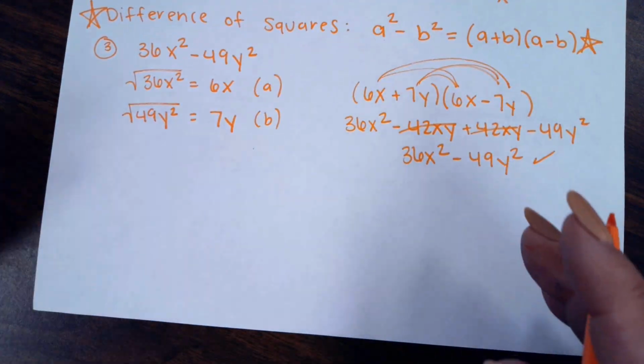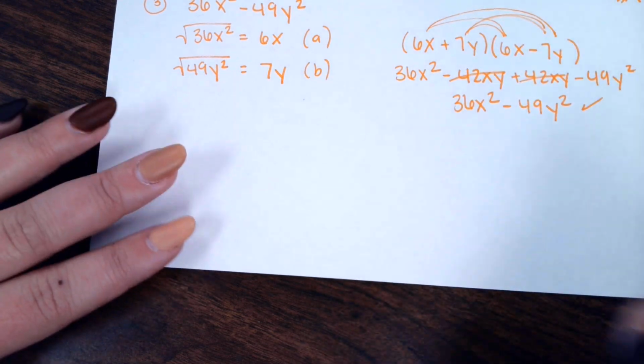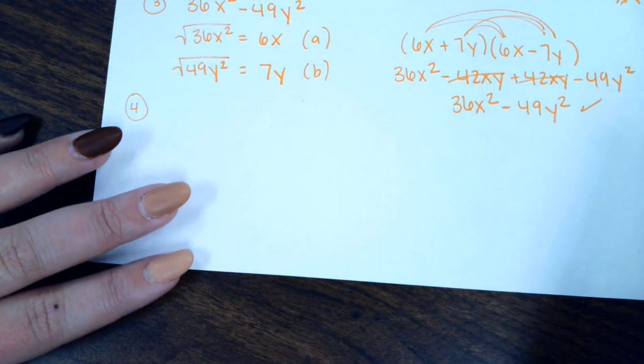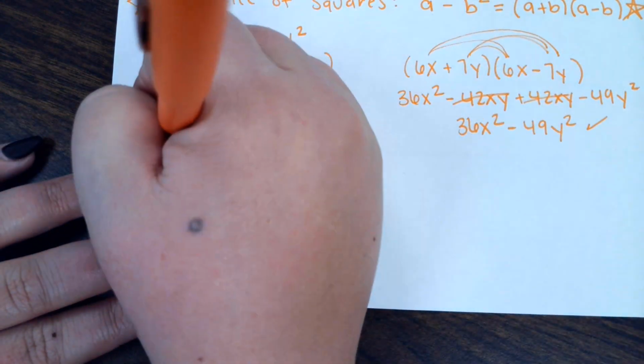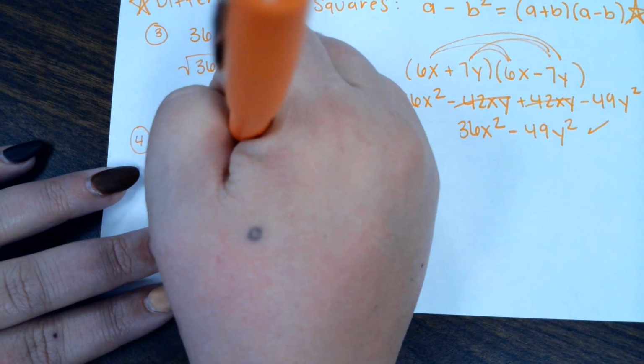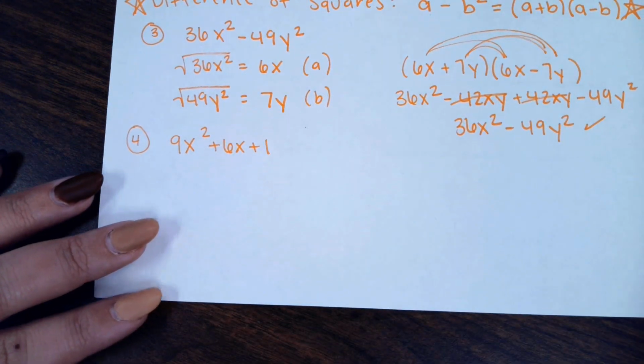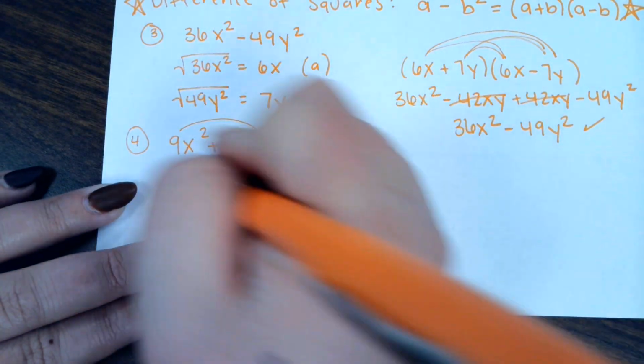We have one more special case. It's kind of a special case. Just how we write the answer is what makes it a special case here. So let's try this one. 9x squared plus 6x plus 1.